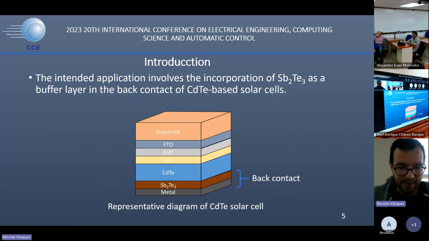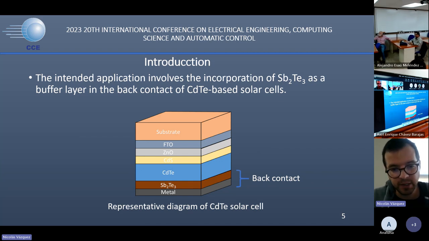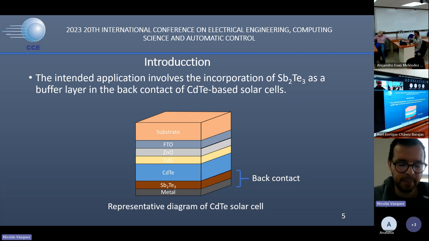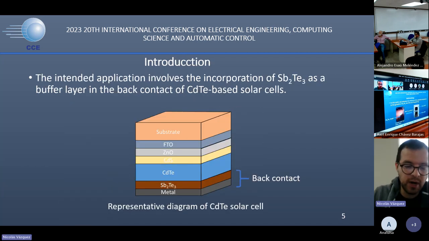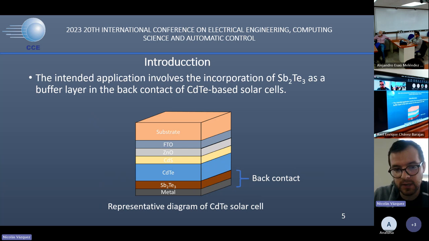So the application for this material in our future work is to incorporate this layer in the back contact of cadmium telluride solar cells, which previous studies have demonstrated that the incorporation of this semiconductor in the back contact has improved the performance of this device, especially the efficiency of the device. So that's why we are studying the properties of this material, because we want to incorporate it in the back contact of this device.